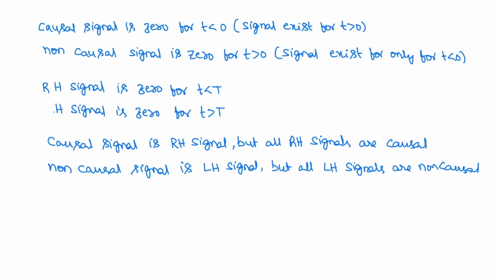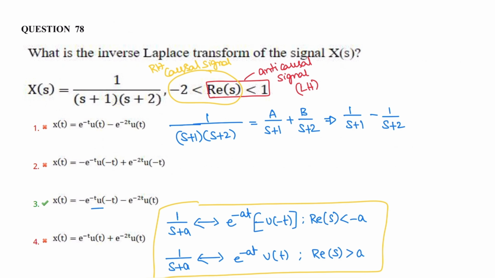For t less than T, and left-handed signal is 0 for t greater than T. So in this case, for real part of s greater than -2, or greater than a or minus a, this is a causal signal. So the inverse Laplace transform of minus 1 by s plus a is e power minus 2t into u of t.